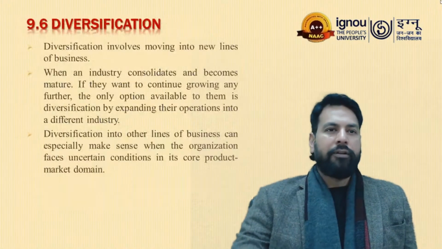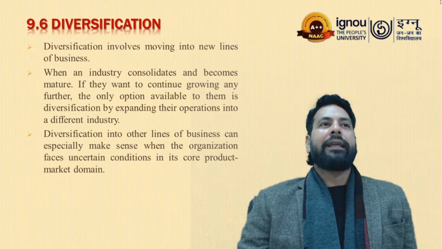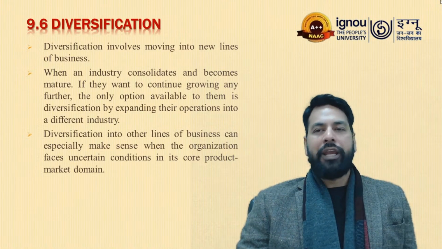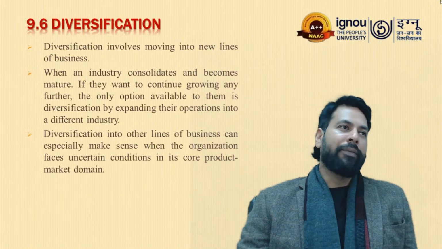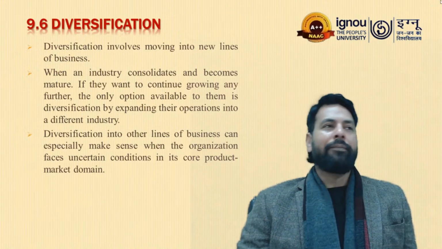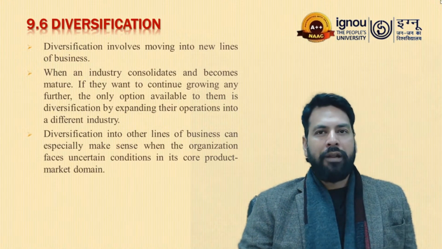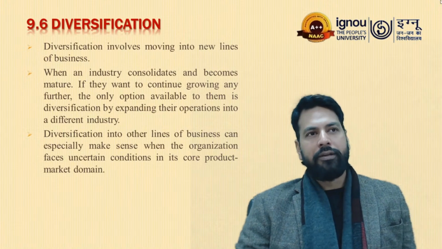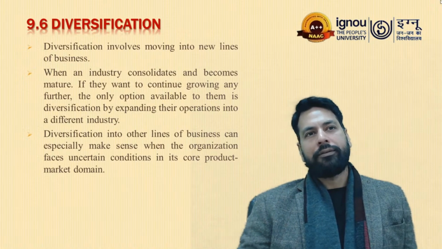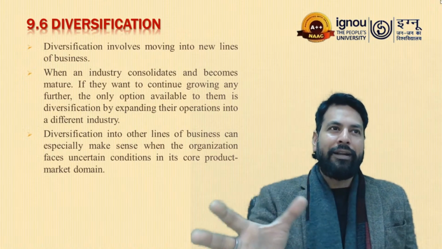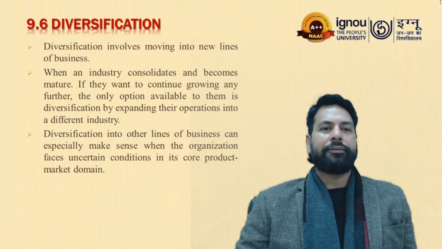Okay, we'll move further. Diversification, as the name suggests, means I introduce or change or go into a new line of business. It might be a new market or it might be a new product. There are different types of diversification: concentric and conglomerate. Concentric means you have the same product but you go into a different market. Conglomerate is a completely unrelated new product in the same market.